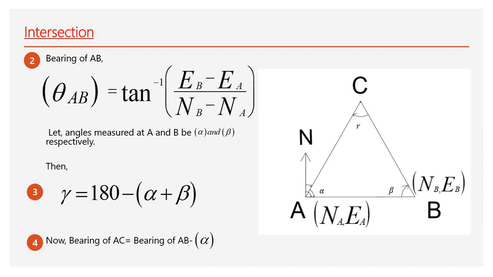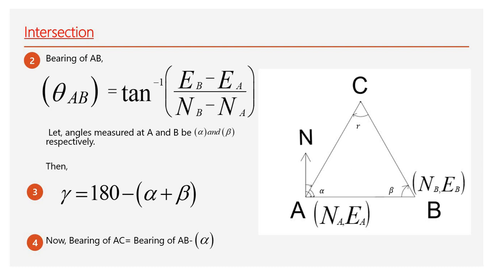Here the angles measured at A and B are alpha and beta, as shown in the figure. Then we can find the value of gamma. How? When we target the point from two known points, it forms a triangle. So we can use the property of a triangle: gamma equals 180 degrees minus (alpha plus beta).